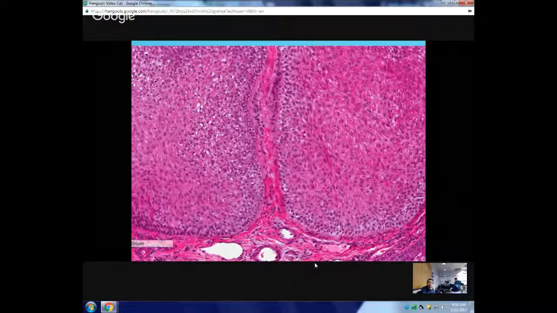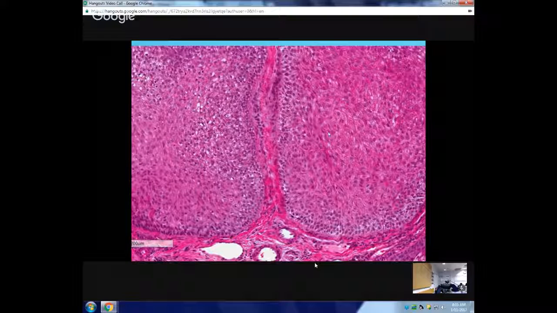So what are you looking for? One, peripheral palisading. Two, clefting. Three, presence of apoptotic bodies. Four, presence of mitosis. And five, what kind of stroma? Whenever you see a basaloid lesion, these are the questions you ask yourself every time. Do I see this? Do I see this? Do I see this? Then you can rule out or rule in basal cell carcinoma.